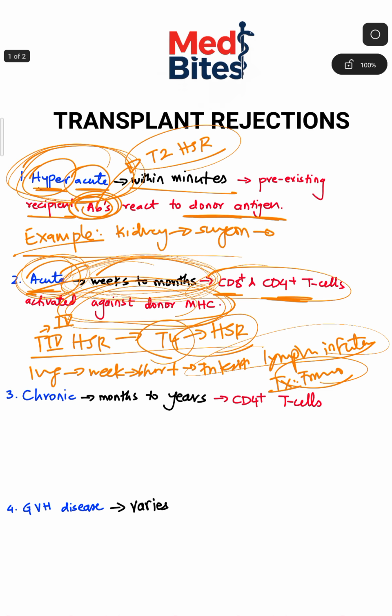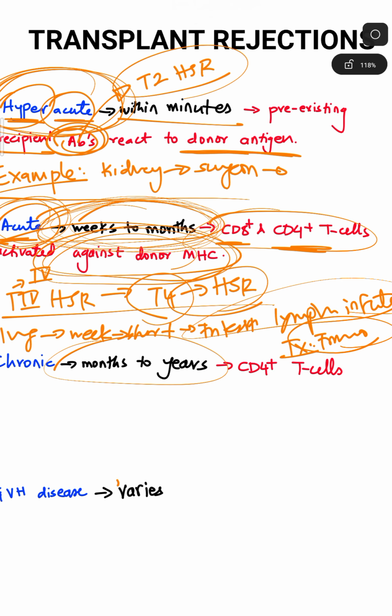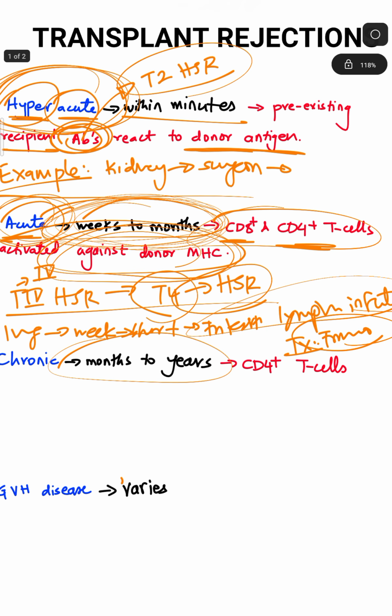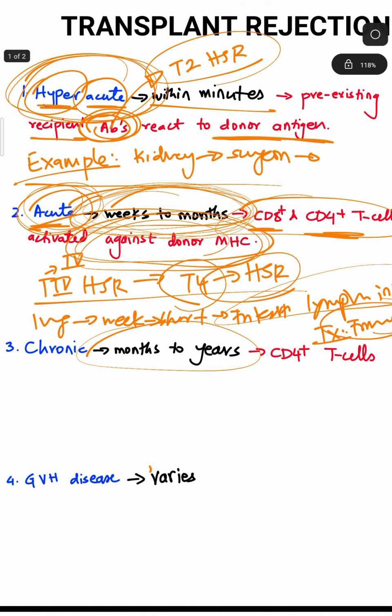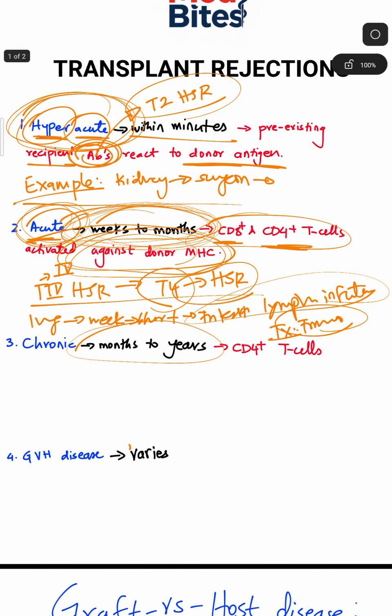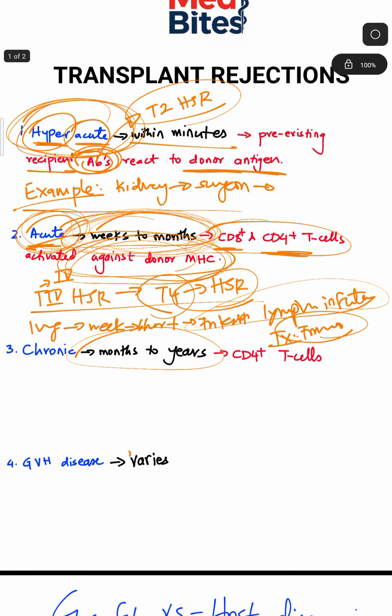Okay, now let's talk about chronic rejections. This happens months to years later, and think chronic rejection as chronic inflammation, the same concept. So chronic inflammation leads to what? Fibrosis and vascular narrowing, eventually causing graft failure.